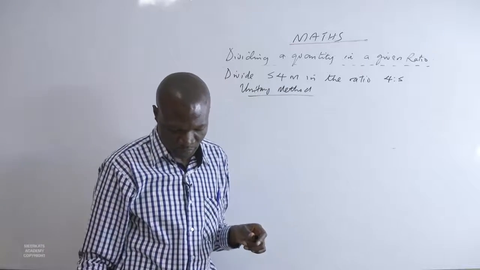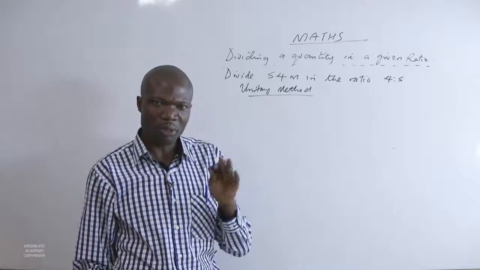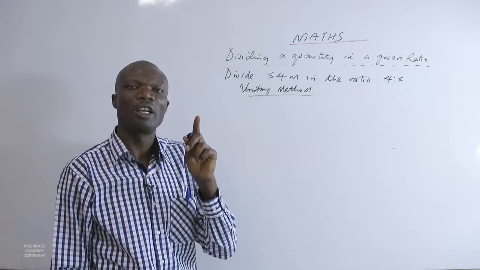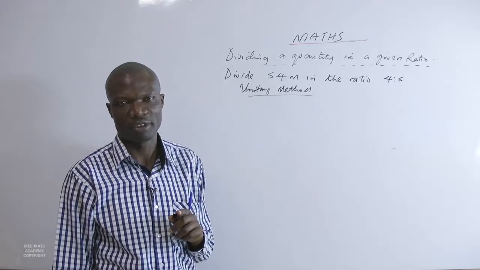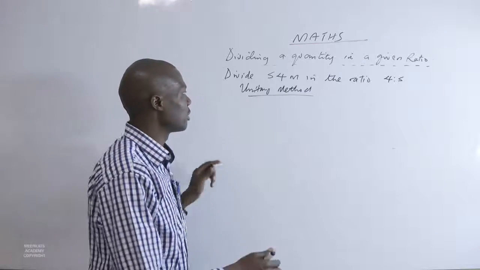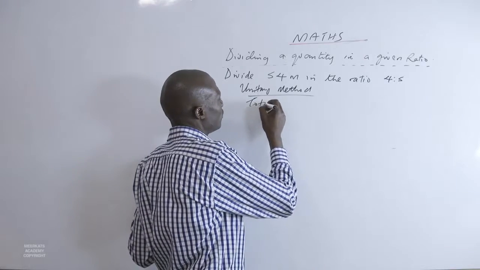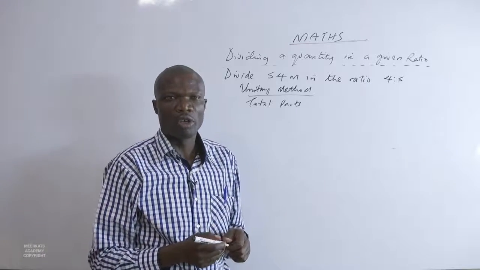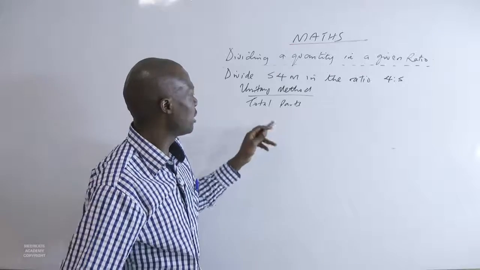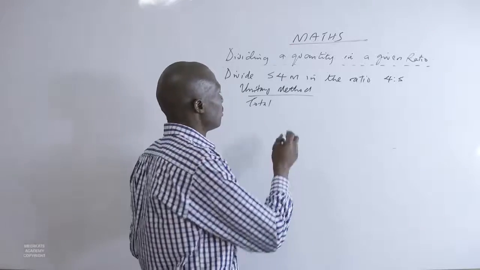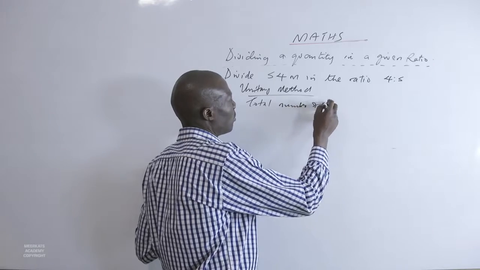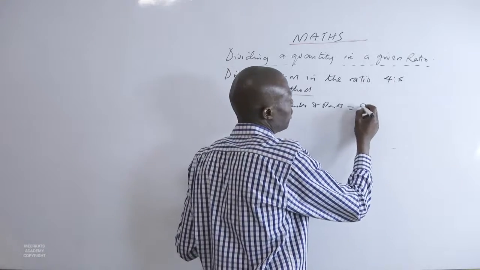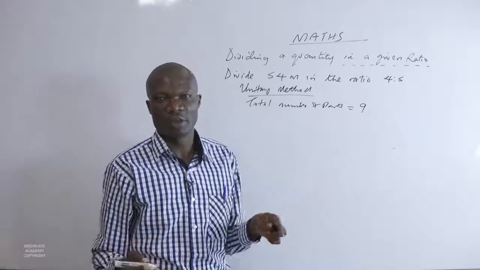For us to approach this using the unitary method, we shall ask ourselves the first question: what is the total number of parts? The total number of parts in this ratio is the sum of the numbers, which is 4 and 5, which gives us 9. That's the total number of parts.